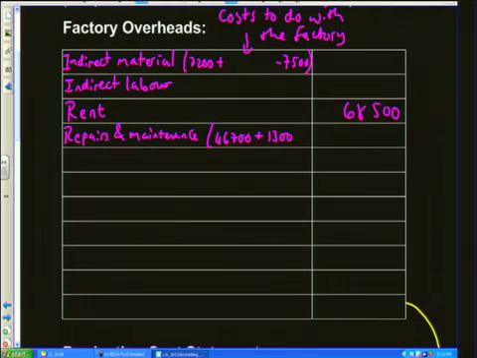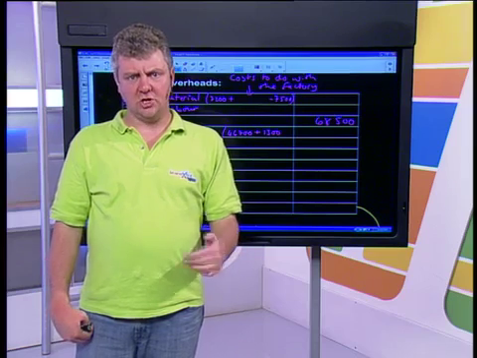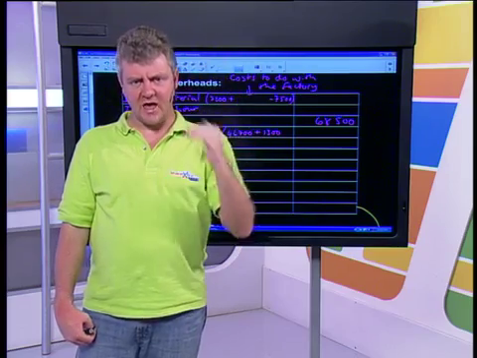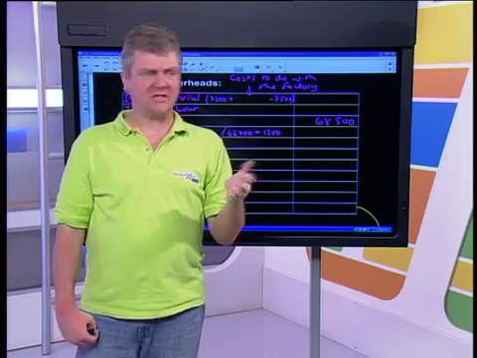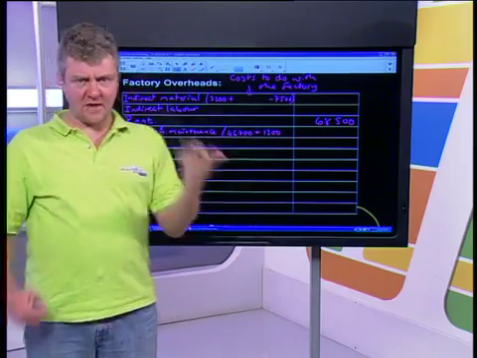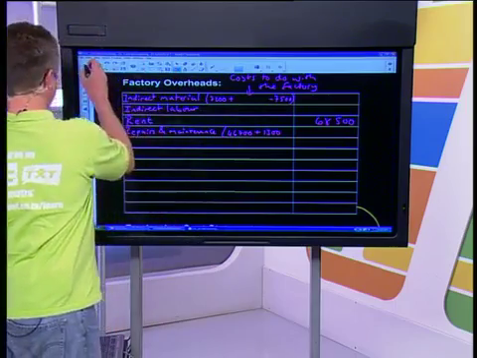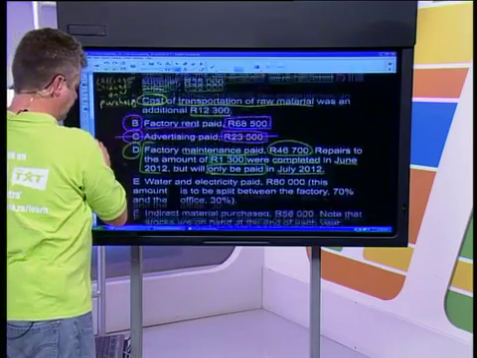Please note that we've got two separate items here, repairs and maintenance. You can, if you want to, show them as two separate things. You can show maintenance as one item and repairs as one item. You won't be penalized for that, but usually a factory would put repairs and maintenance together as a single cost item. Okay, let's have a look at our next transaction.